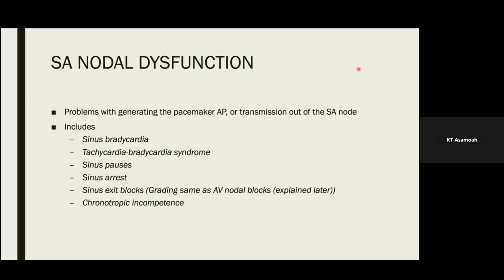But the main difference between the exit block and the arrest is that with the sinus exit block, the action potential is generated, it just doesn't come out. The next one may come out. So usually the RR interval where you have the exit block is a multiple of the prevailing RR pattern. Whereas for sinus arrest, the SA node just freezes, it stops working, and then it restarts working at another point in time. So the RR interval after the arrest may not necessarily be a regular multiple of the prevailing RR interval.